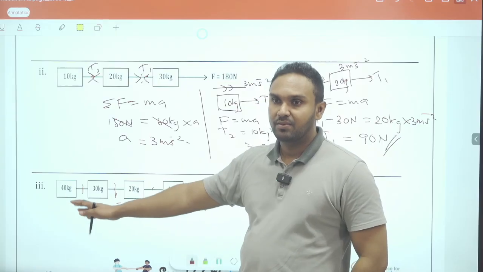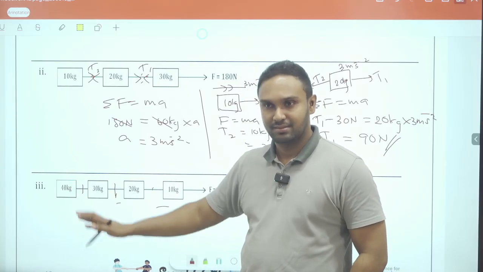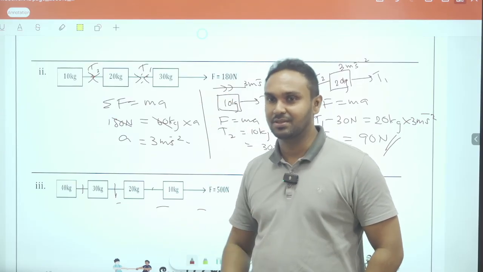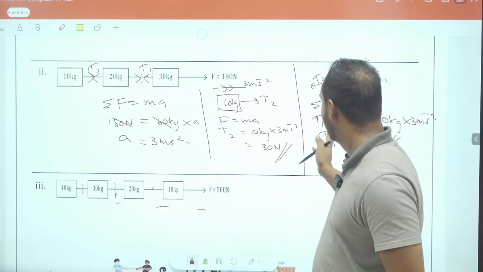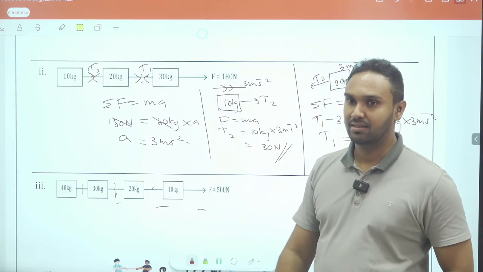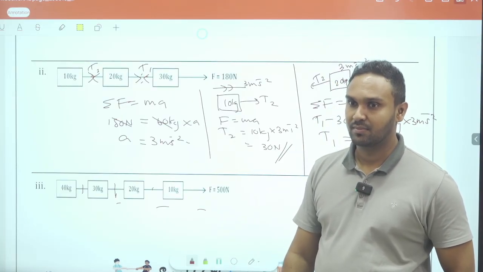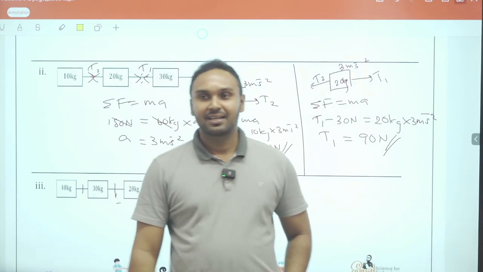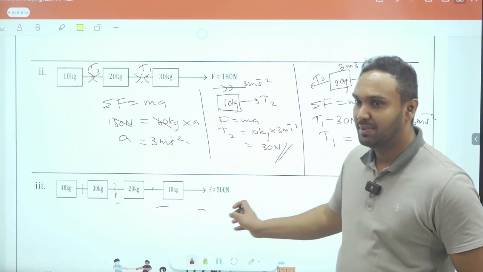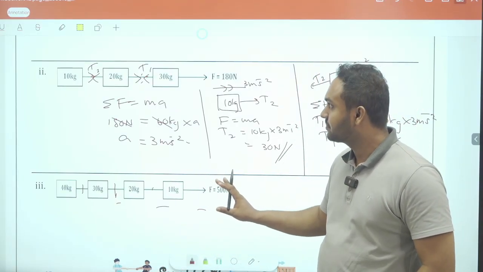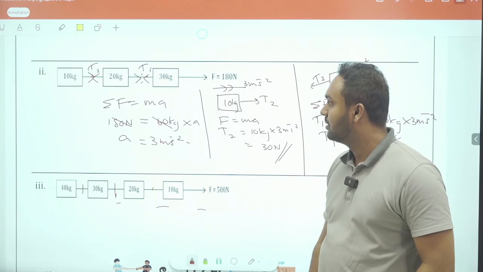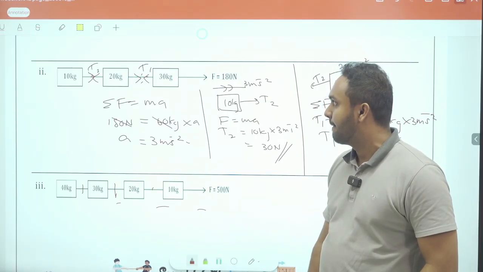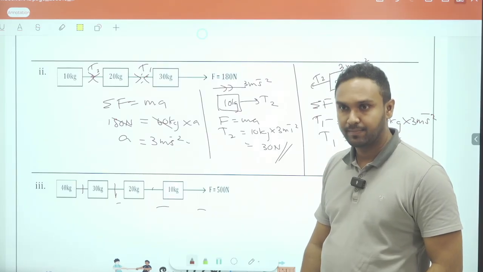The only object with one force is 40. For the rest of all the ones, you have to put sigma f equals ma. So there has to be two forces. Considering this way, the tension has to be considered, right? There's no other way, bro. There are some other ways, but the standard method is this, right?